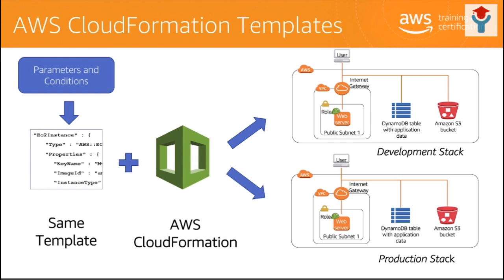Is a template only good for creating a single environment? If you add parameters and conditions to your template, you can use the same template to create different environments. Parameters are variables in a template. When you run the template through CloudFormation, you must fill in the parameters. This means that if you select parameter 1, you can generate the development stack, and parameter 2 will generate the production stack. This makes your template more flexible and functional.